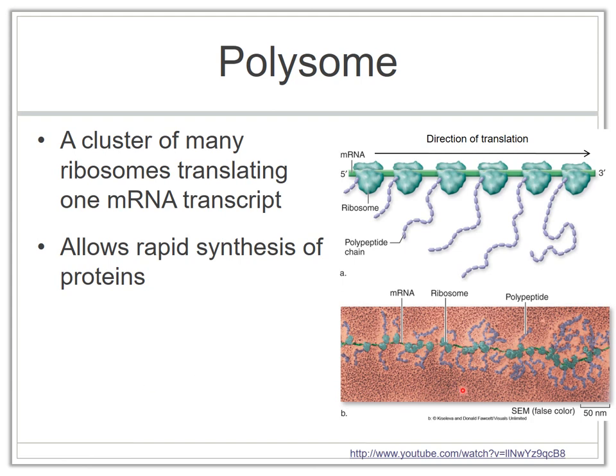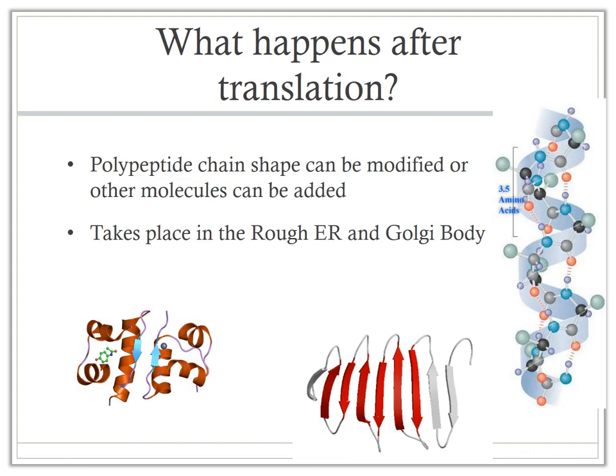This is an electron microscope picture of that taking place. What happens after translation? This is what I alluded to before. The polypeptide chain, the protein shape can be modified or other molecules can be added. This changing of shape can take place in the rough ER or the Golgi body.